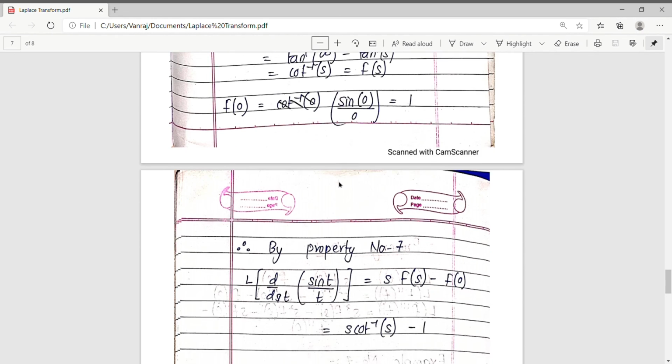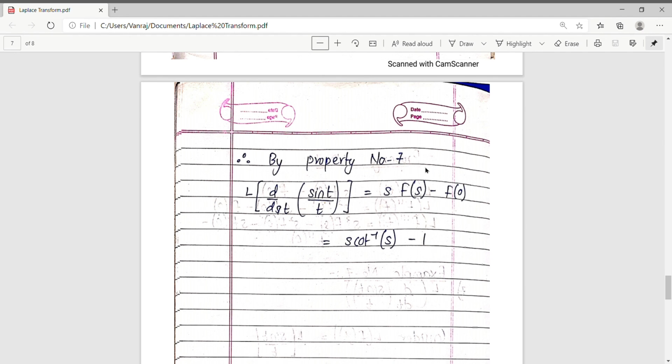So we will apply property number 7. So it is s into f of s minus f of 0. So s into f of s was cot inverse s and f of 0 was 1. So therefore s into cot inverse s minus 1. So this is our desired answer.